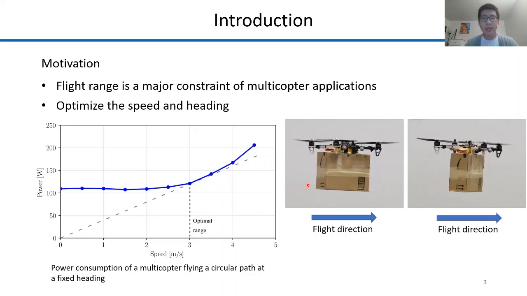In addition, because the payload is often not axisymmetric, the air drag of the vehicle at the same speed, but with different heading, is also different, causing different power consumption. So optimizing the heading of the vehicle is also important for reaching the optimal energy efficiency.